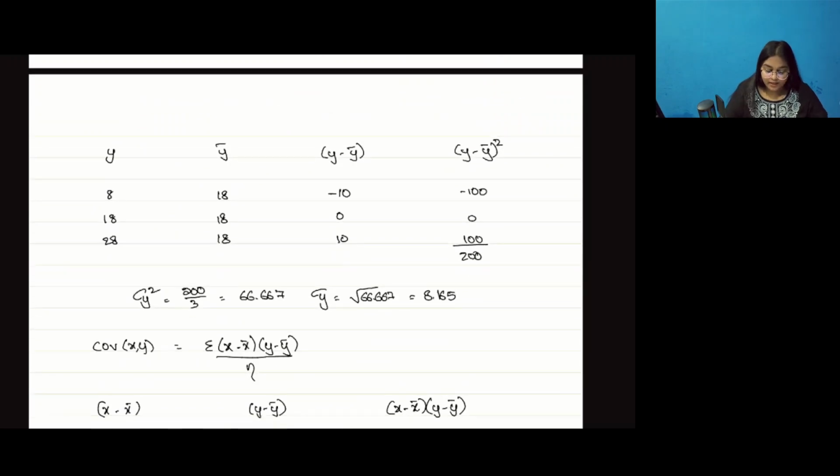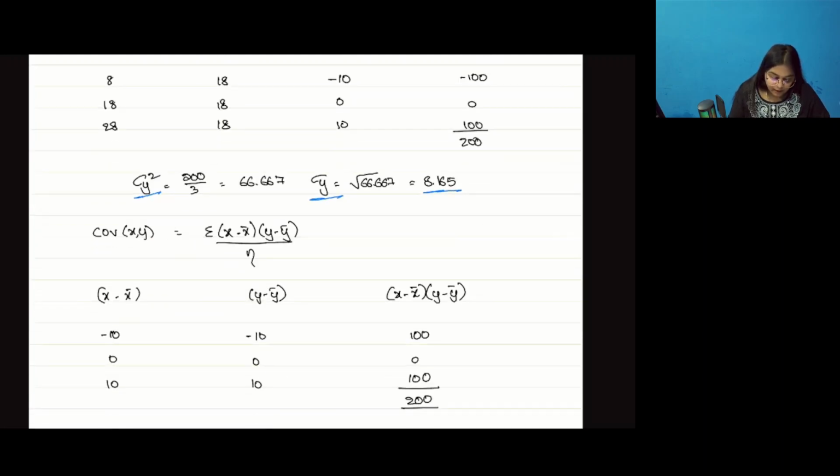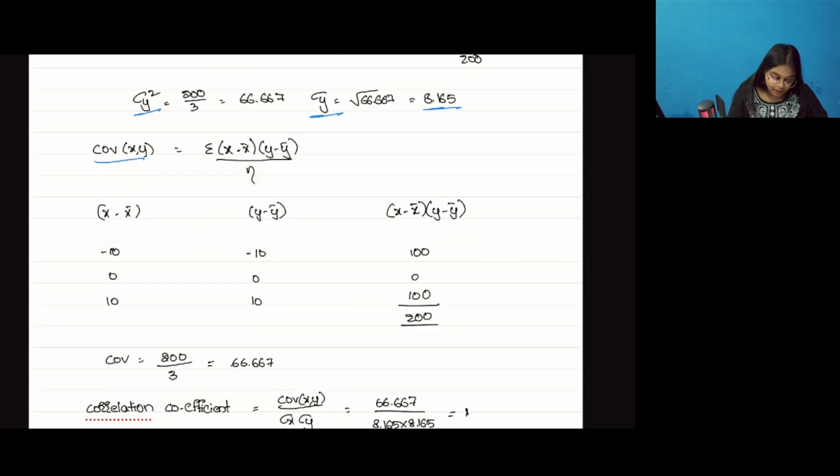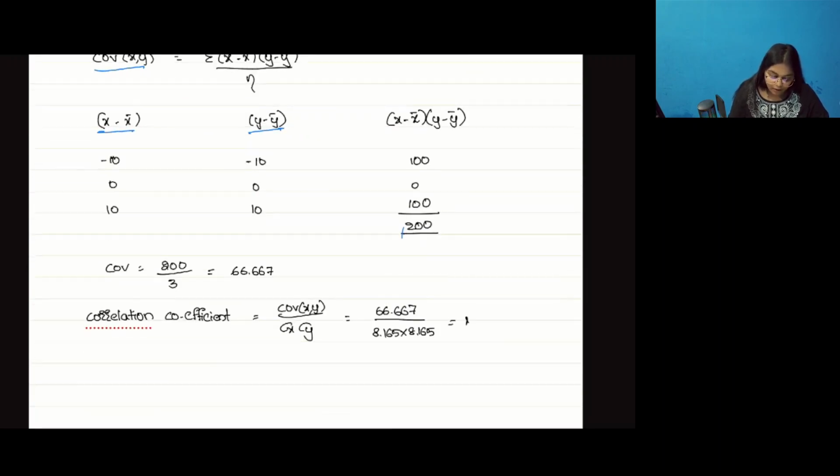And next, the same way we'll calculate for y also. We'll get sigma y square variance and standard deviation. And next, the covariance formula: summation x minus x bar into y minus y bar divided by n. Again, covariance of x comma y equals summation x minus x bar into y minus y bar divided by n. So x minus x bar into y minus y bar, that is 200. Covariance is 200 divided by 3, that is 66.667.